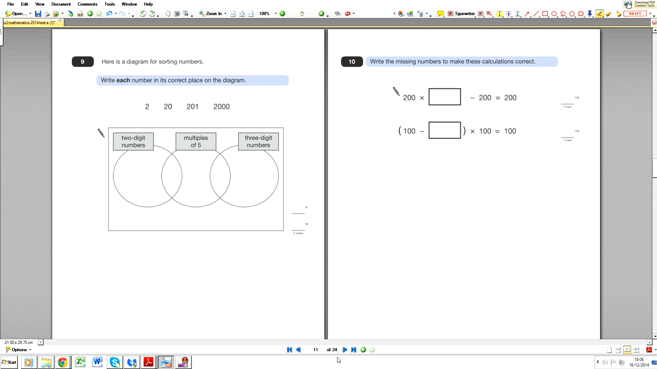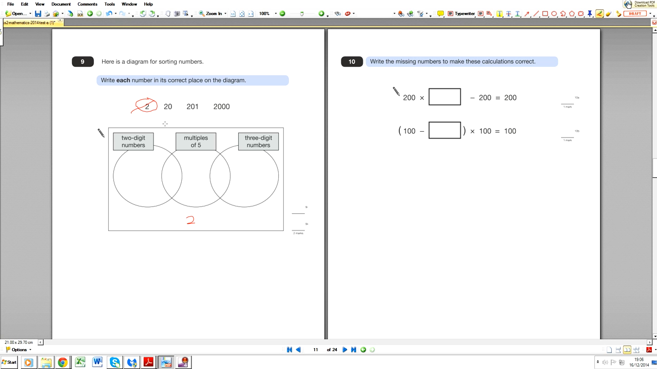Question number 9 and number 10. Here is a diagram for sorting numbers. Write each number in its correct place on the diagram. So the number 2, let's start with that first. It doesn't go here, it doesn't go here, and it doesn't go there, so it has to go here. So that's number 2.